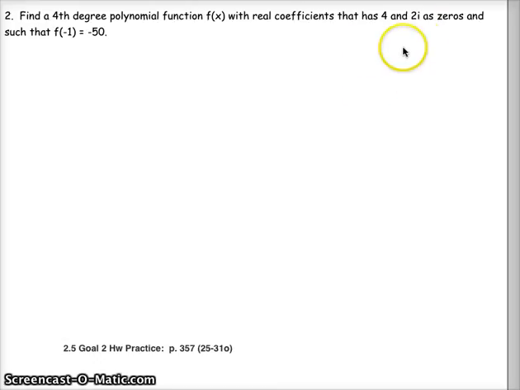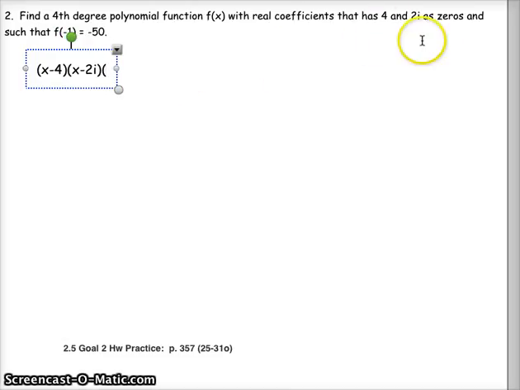Let's first take the zeros that we do have and write them in factored form. Remember, if x equals 4 is a 0, then x minus 4 is a factor. If x equals 2i is a 0, then x minus 2i is a factor. Recall that complex numbers come in conjugate pairs, so if positive 2i is a 0, then negative 2i is a 0. And the factor for negative 2i is x plus 2i.